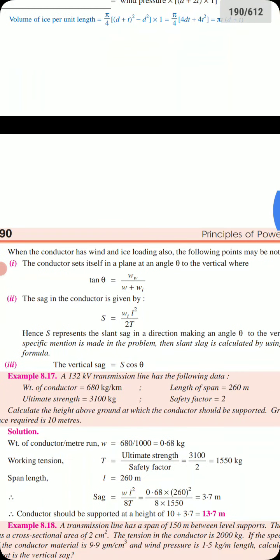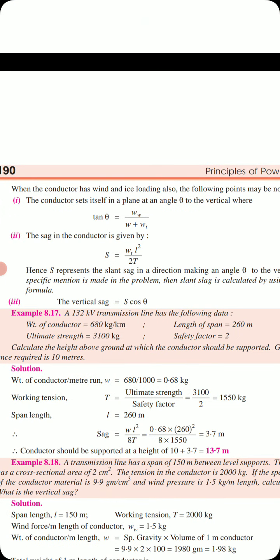So tan theta is given by ww by (w plus wi), where the sag in the conductor is given by s equal to l square wt by 8T. Previously we have taken only w, only the weight of the conductor. Now it is the total weight including wind pressure plus ice, total wt. If wind pressure is 0, ww will be 0. If ice is not there, wi is 0. So totally we can call it wt. And vertical sag is given as s cos theta. Vertical sag means the sag as it actually looks.